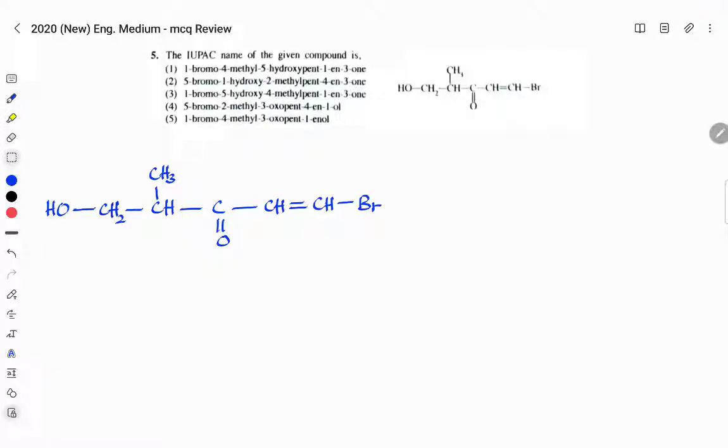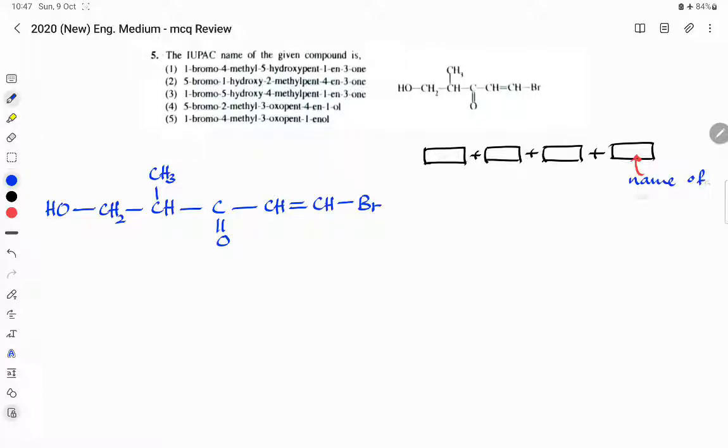Fifth question: the IUPAC name of the given compound is. The IUPAC name of an organic compound consists of 4 parts. The last part will represent the functional group. This gives the name of the functional group.